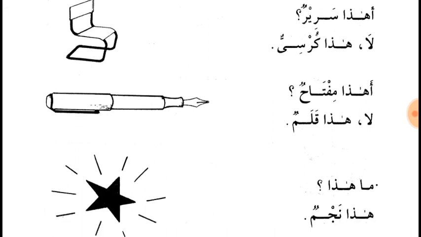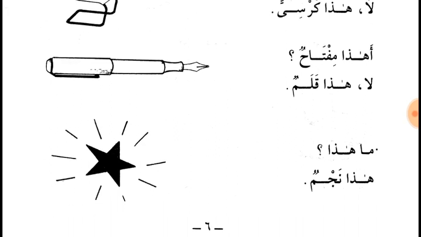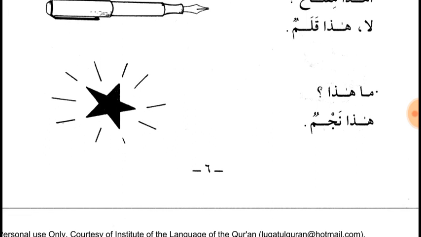أهذا مفتاح. This is a key. أهذا مفتاح. Is this a key? لا. هذا قلم. No. This is a pen. ما هذا؟ هذا نجم. What is this? This is a star.